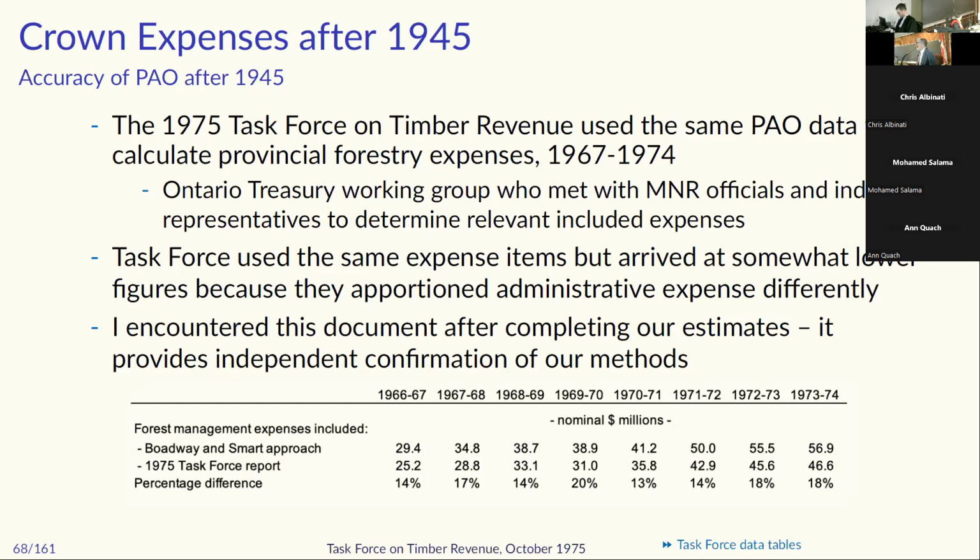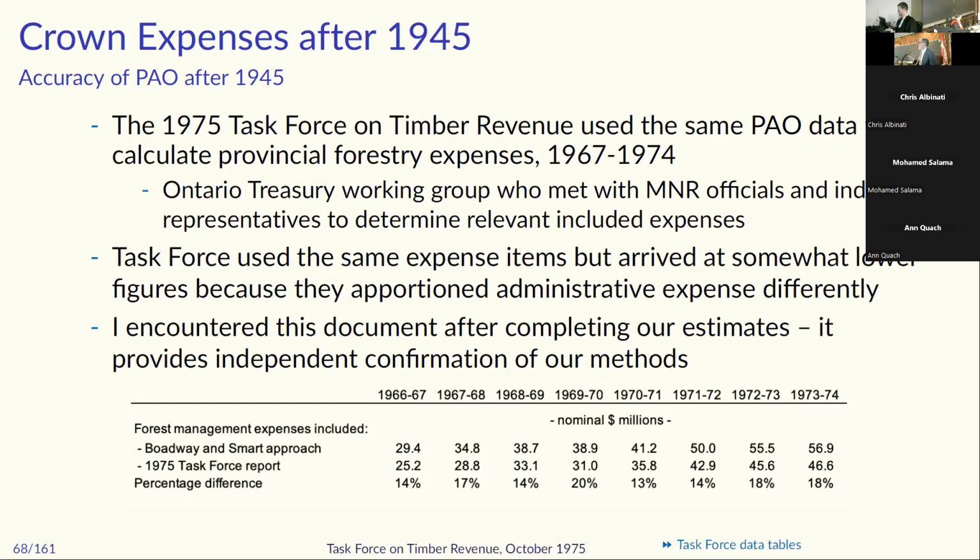So I have compared my estimates, that is, from the Bodway Smart approach, the calculations that I did for us, to compare our estimates of forest management expenses for each one of those fiscal years. That's reported in the first row of the table at the bottom of slide 68, year by year in nominal millions of dollars. I will compare it to the second row, which is the task force's estimate of forest management expenses for those years.